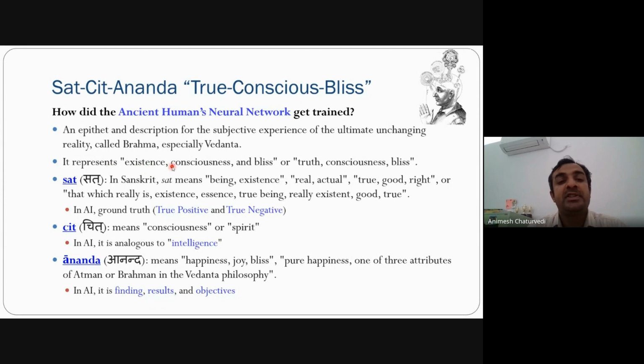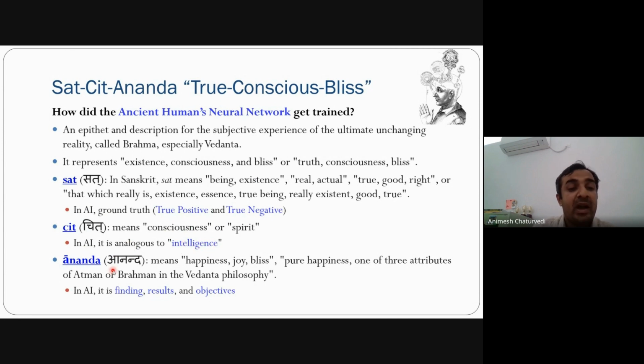Then it is a perspective of how existence, consciousness and bliss are there, how you speak truth. All these things have created ancient human intelligence. In Sanskrit, satya is basically related to being existent, real, actual fact, truth, and that is actually something related to AI, which is ground truth, that is true positive and true negative. Then chit is basically consciousness, meaning how to model a machine learning algorithm, how to create an intelligence in that algorithm, that is AI analogous to intelligence.